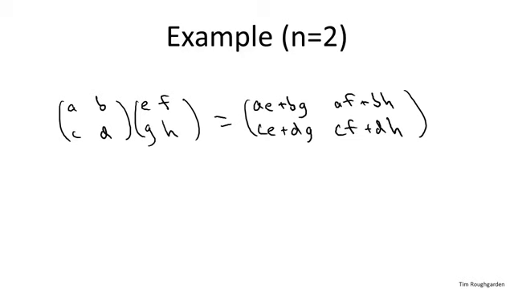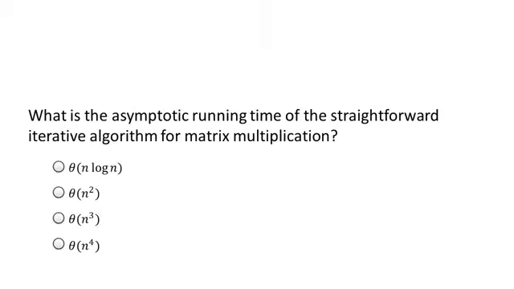So in the next quiz, I'd like you to figure out exactly what would be the running time of that algorithm as a function of the matrix dimension n, where as usual we count the addition or multiplication of two individual entries as a constant time operation. So the correct response to this quiz is the third answer, that the running time of the straightforward iterative algorithm runs in cubic time relative to the matrix dimension n.